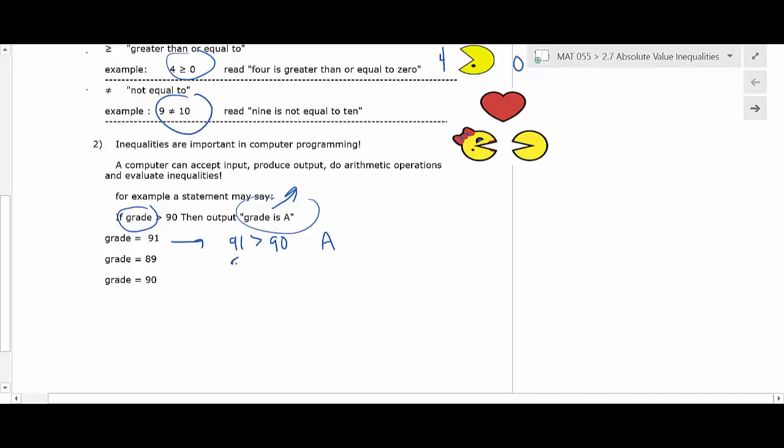How about this one, 89 greater than 90? You're out of luck. That's false, so you wouldn't do what's after the then. How about 90 greater than 90? Is that true or false? False. So you wouldn't get an A. The only situation would be that one right there. So you use inequalities in computer code constantly. It's one of the big things that a computer understands.